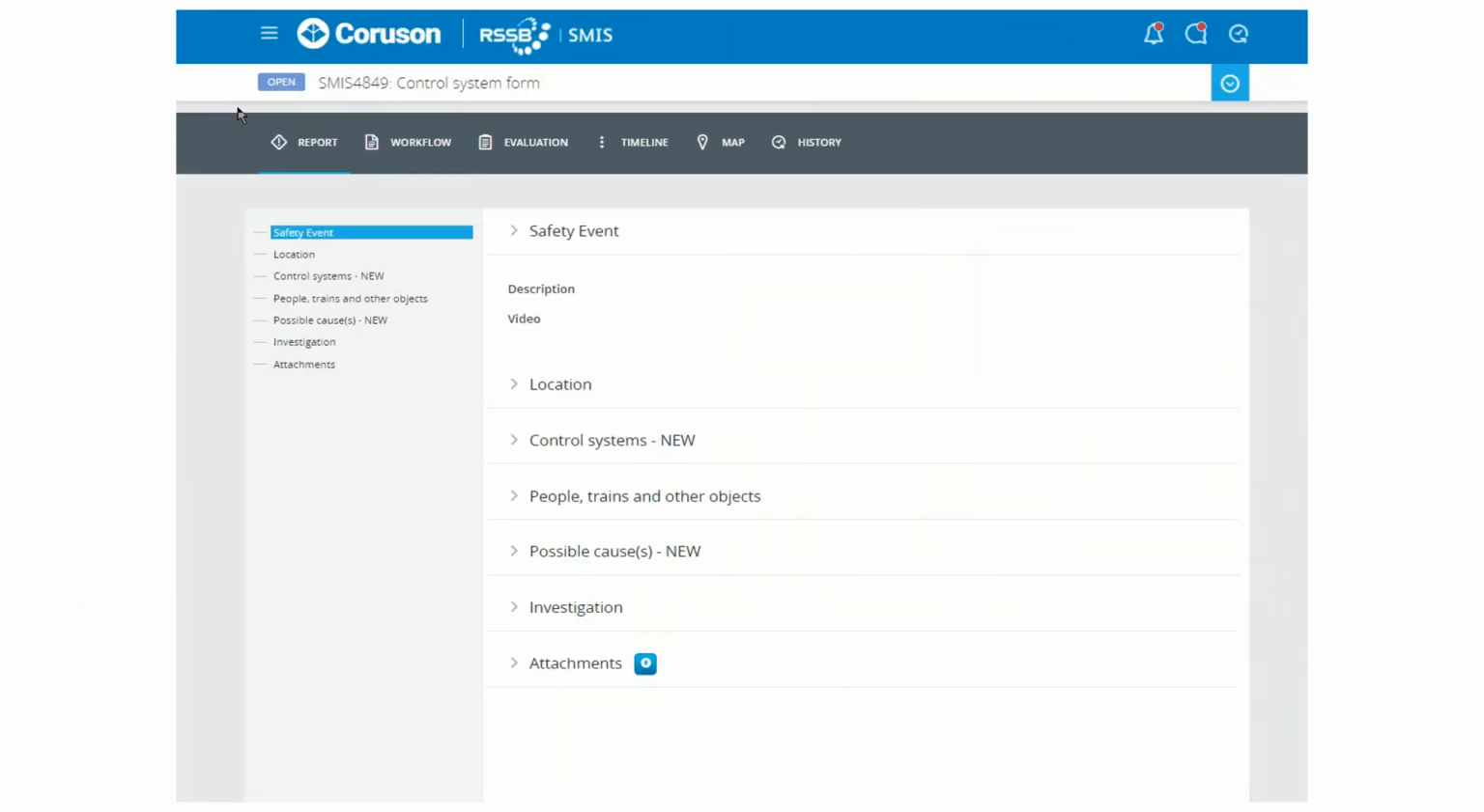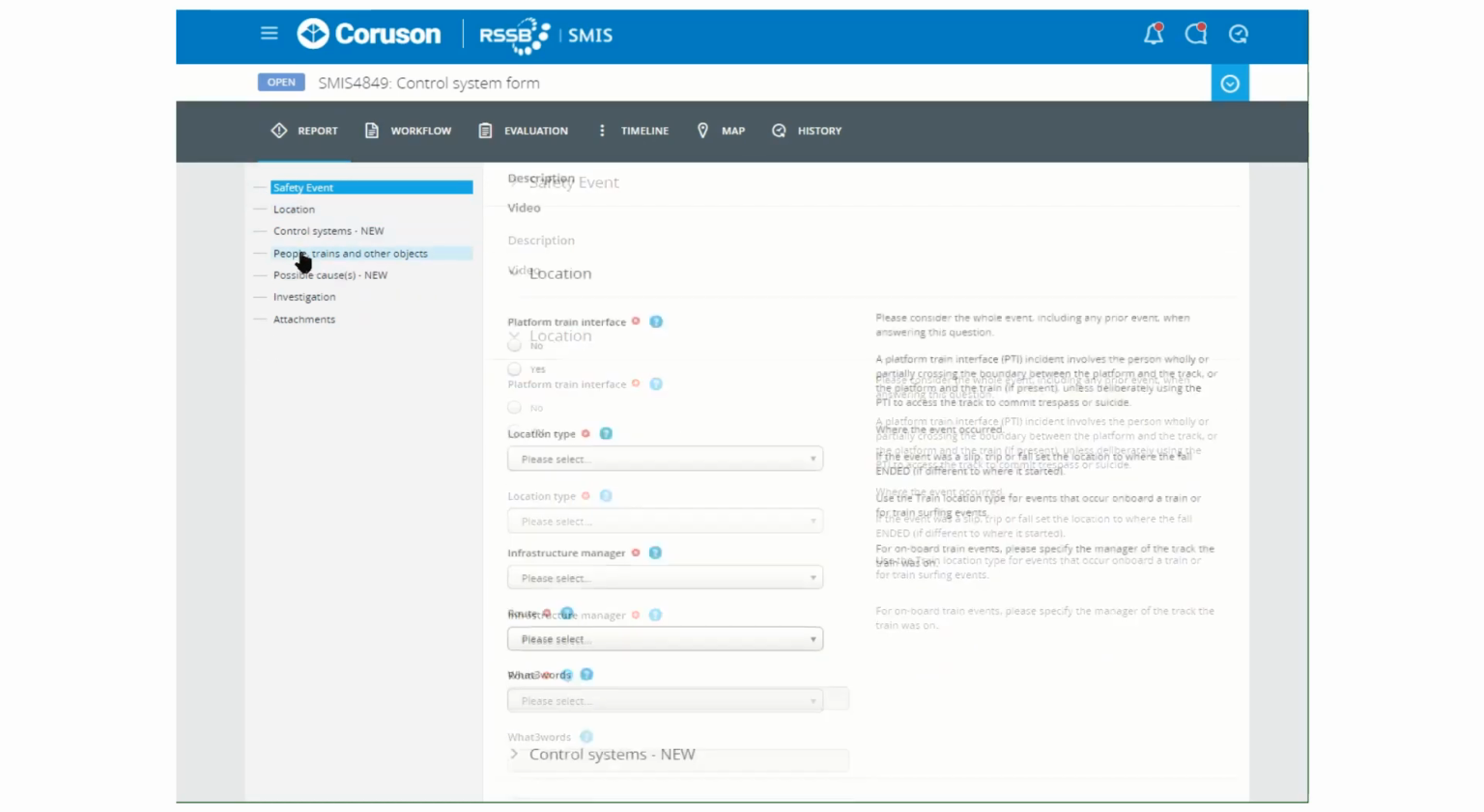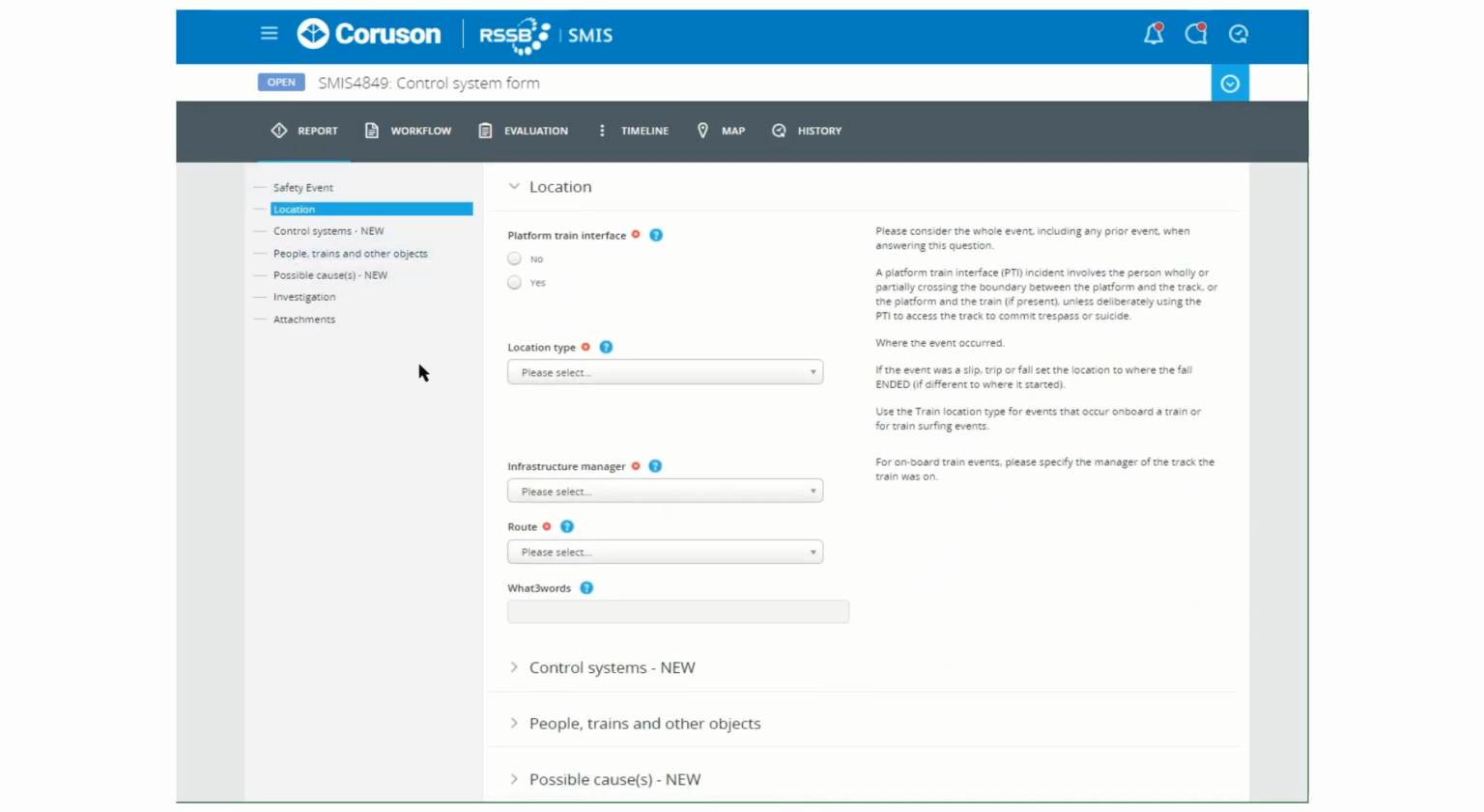Now that we understand what should be entered into SMIS on the control system form, let's take a look at the form in SMIS. So we now have opened the control system form, and let's head over to the location section. Remember, we're just looking at the location section on the control system form.